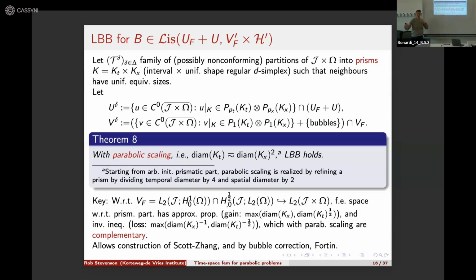What you need is that what you gain here should be the reciprocal of what you lose there. So you need approximation properties and inverse properties that are balanced, in the sense that the constant that you gain here is 1 over the constant that you lose there. That's the reason why we need parabolic scaling. If the diameter in space is the same order as the diameter in time to the power half, then these constants are reciprocals of each other, and then you can construct a Scott-Zhang operator, and then, adding bubbles, you can do the Fortin operator. That's the reason why we need the parabolic scaling.